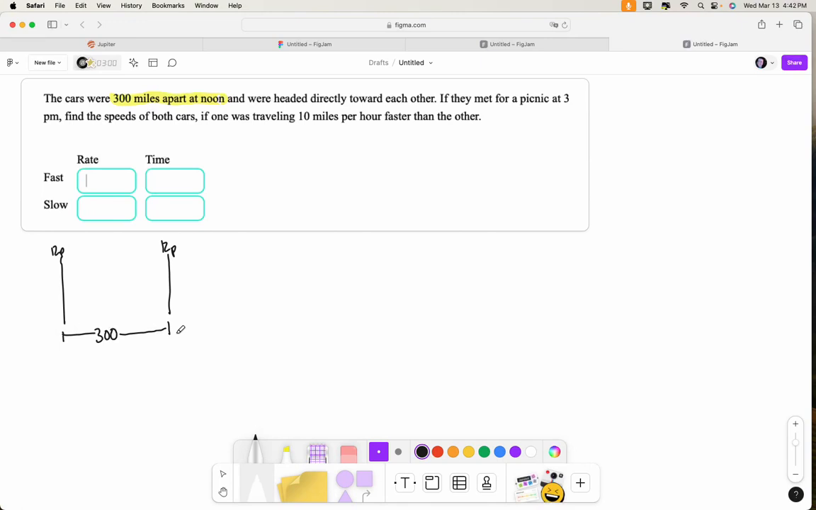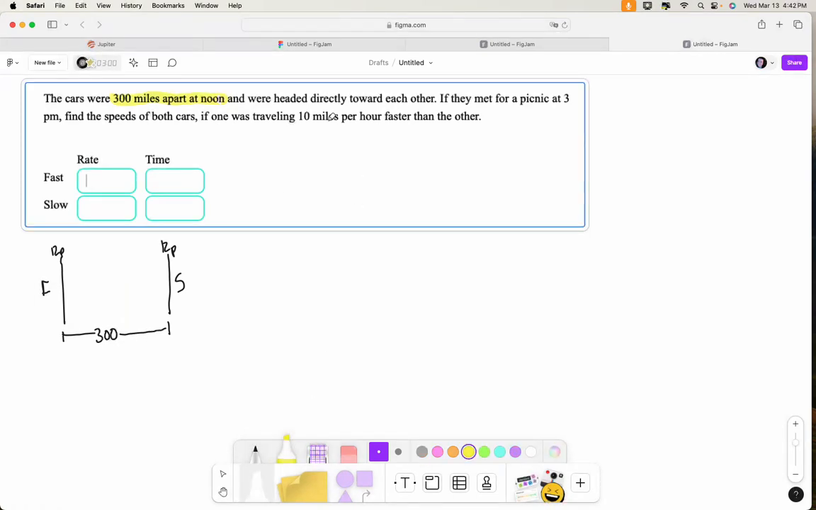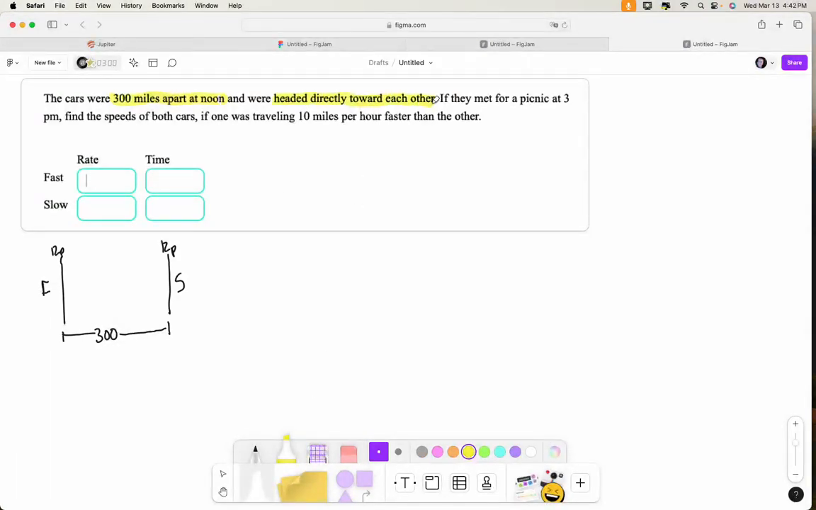Okay? So apparently we have a fast car and a slow car. So let's put the fast car over here and the slow car over here. All right, so they were headed directly towards each other. So that tells us how to draw our picture. So directly towards each other. The fast one's going to be a little bit closer than to the slower one. It's not going to be right in the middle. Doesn't matter though. It's just a drawing.